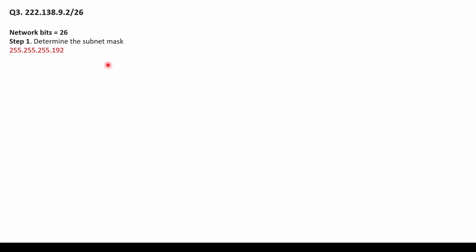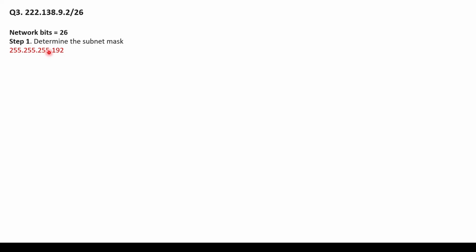Okay, so remember, in a /26 network, the first 8 bits are filled up with 1s in 8 places, that is the first octet. Convert it to decimal, we have 255. The second octet, which is also filled up with 1s in 8 places, converted to decimal, 255. The third octet, which amounts to 24 bits, is also filled up with ones in 8 places. Convert it to decimal, we have 255.